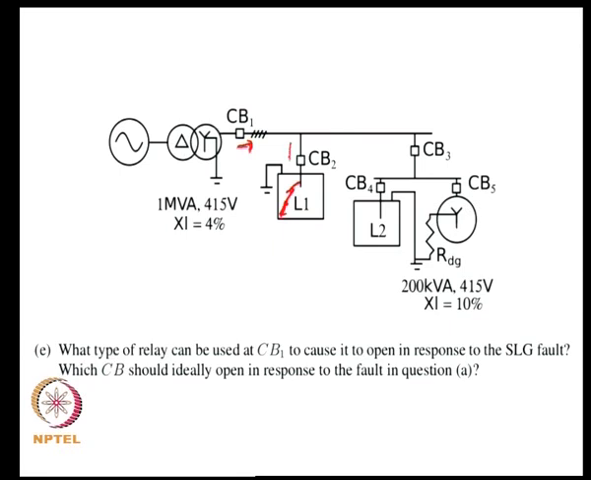A better situation might be that you want to open the particular load at which the fault occurred. So, CB2 should open in response to a fault in load 2. Again, it depends on whether CB2 has the ability to measure residual currents.